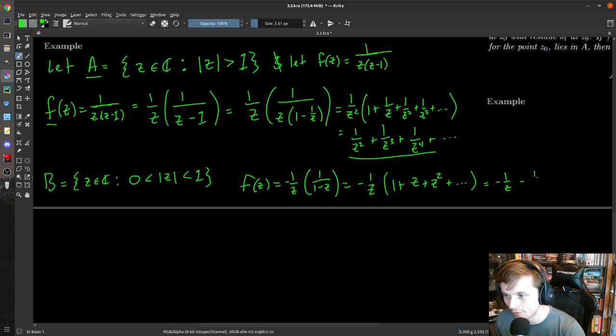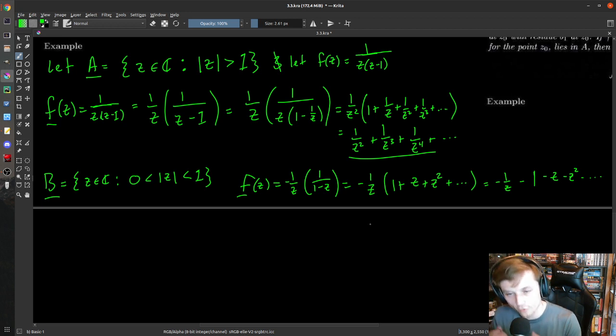minus 1 minus z minus z squared, and so on, minus forever, right? Okay, and notice these are totally different looking series, but they are Laurent expansions of the same function f, just on different domains, but about the same point.